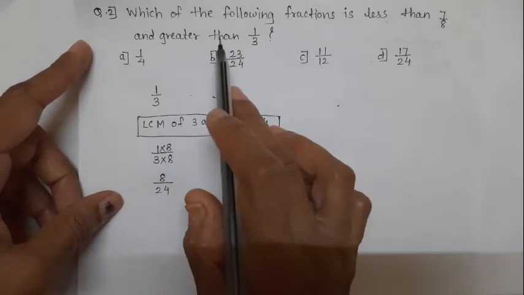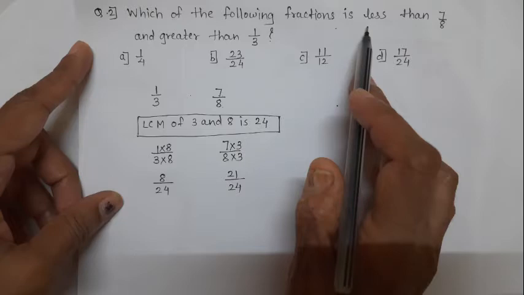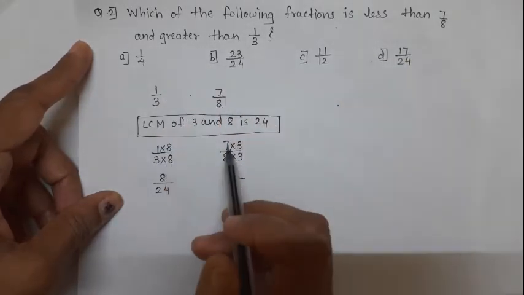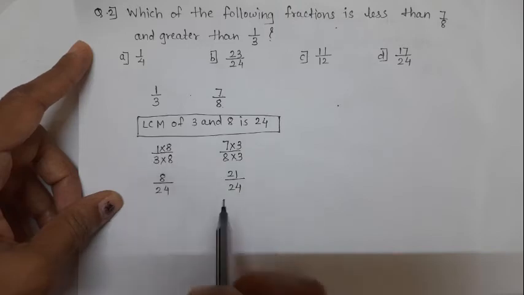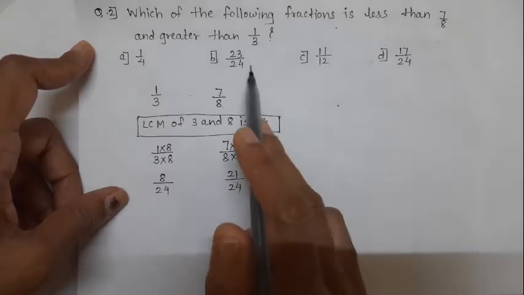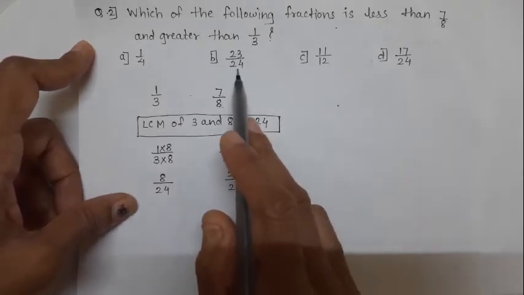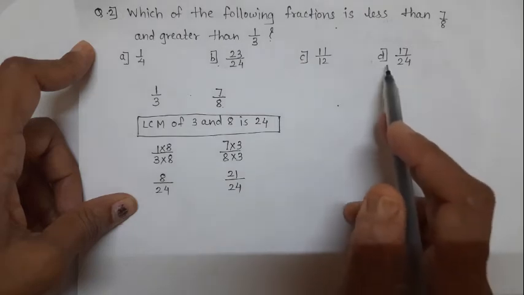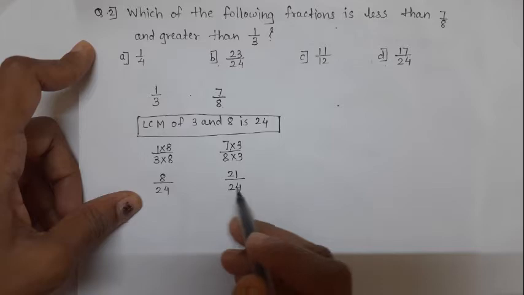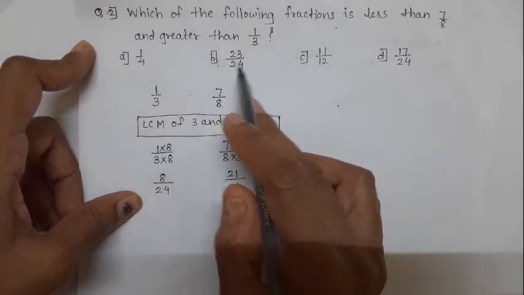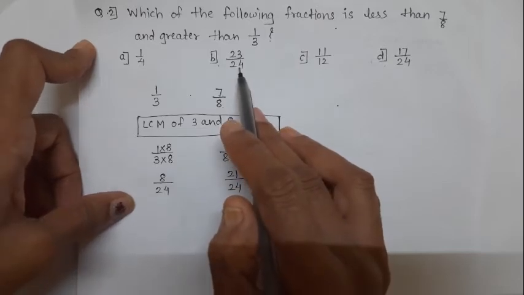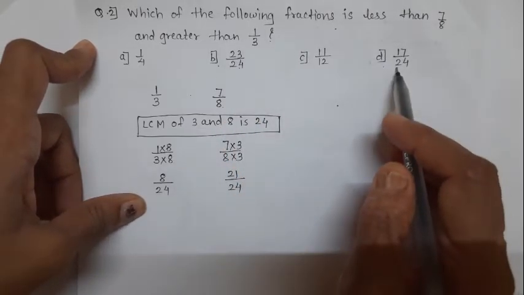Now what is asked: which of the following fractions is less than 7 upon 8 and greater than 1 upon 3? Now in between these fractions, if you observe here, which numbers have the denominator 24? Option B and option D have the denominator 24. So as per the options we'll see. No need to see all the other numbers.